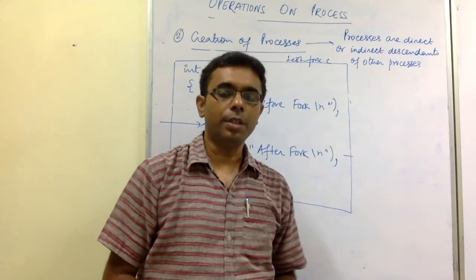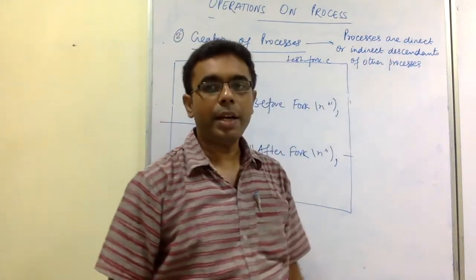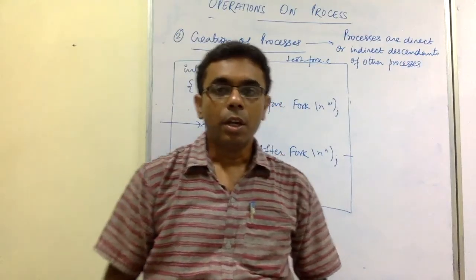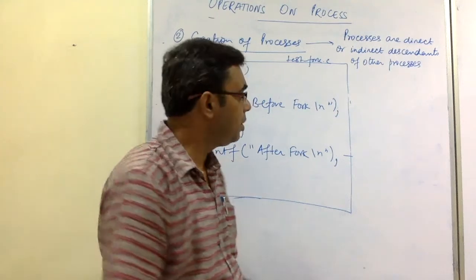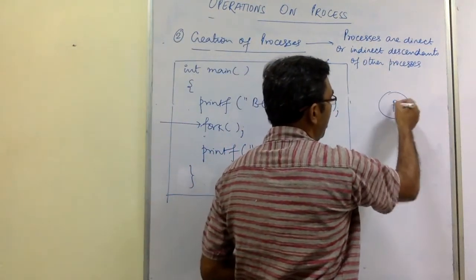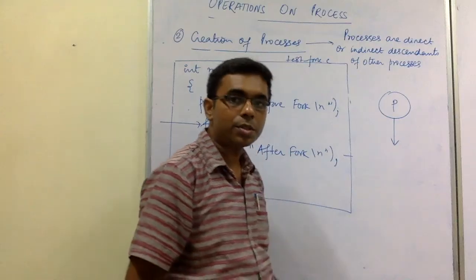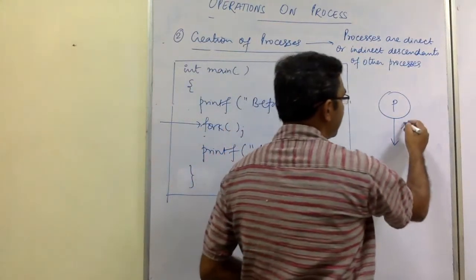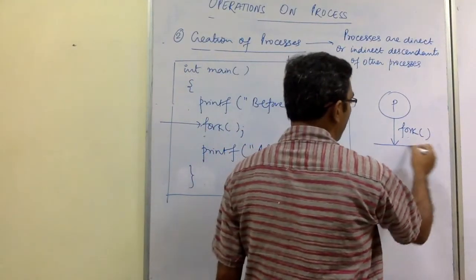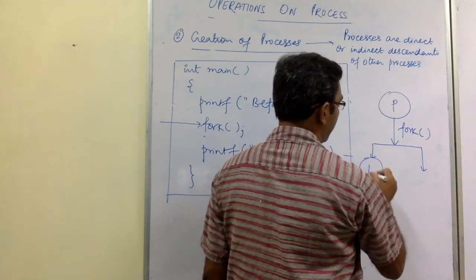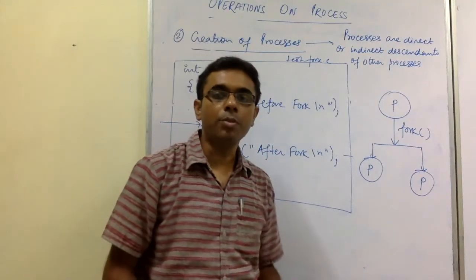Let's look at the second operation, that is how to create a process. Processes are direct or indirect descendants of other processes. That means, in order to create a process, you need the help of some other process. So a process P will give rise to another process. And how? A process P utilizes a system call called fork, and on using this system call, P clones itself. That is, it creates a copy of itself. So a fork system call performs a cloning operation.